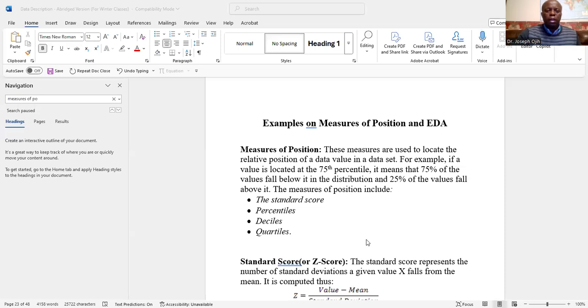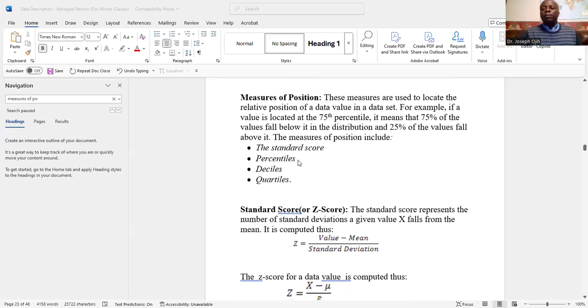Today we'll be focusing on measures of position. Now let me ask you, can you see the screen here? Yeah. Okay, good. Now, measures of position, let me put it this way. They are measures that we use to locate the relative position of a data value in a data set.